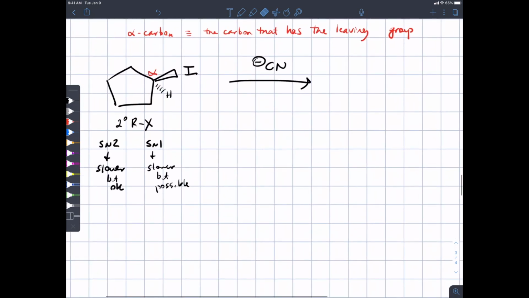Yes, so secondary alkyl halide, we've got nothing so far as to whether SN1 versus SN2 should dominate. So we have to look to the nucleophile. CN- would be on our list of good nucleophiles. Its conjugate acid is HCN, and if you look it up, that has a pKa of around 9. So that's pretty respectable.